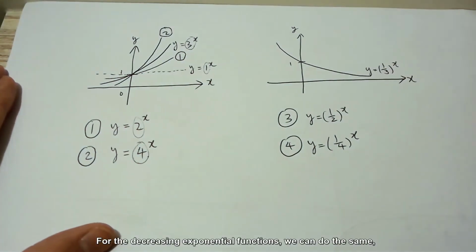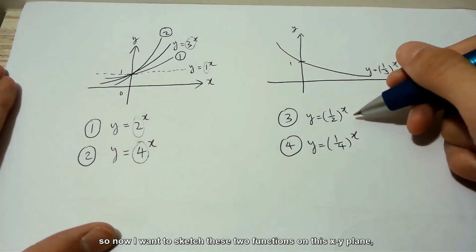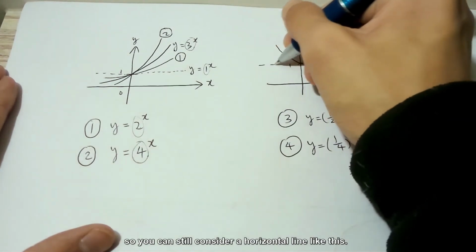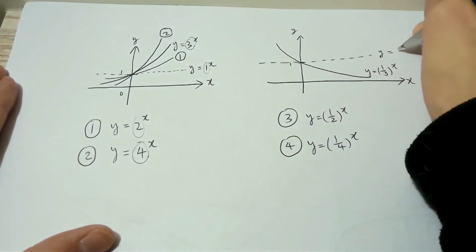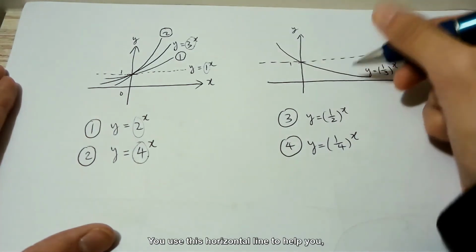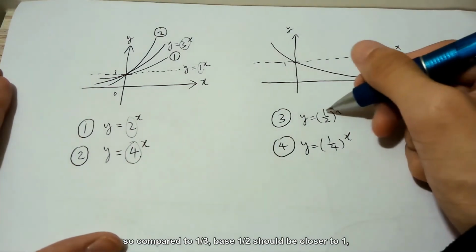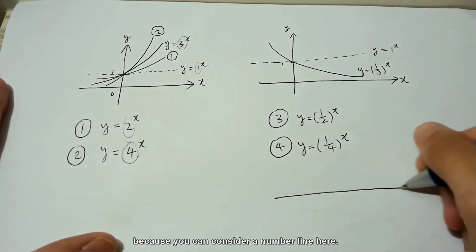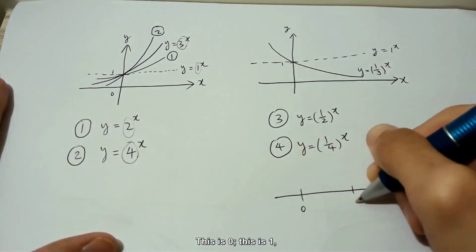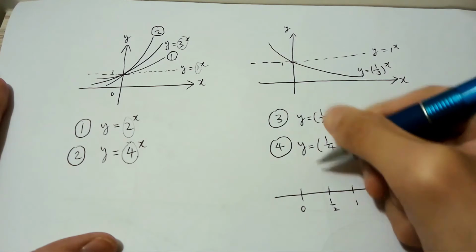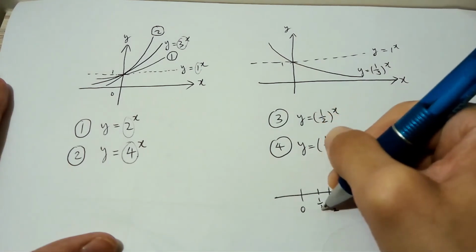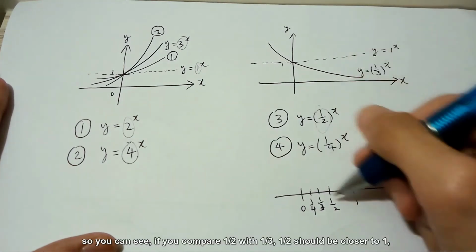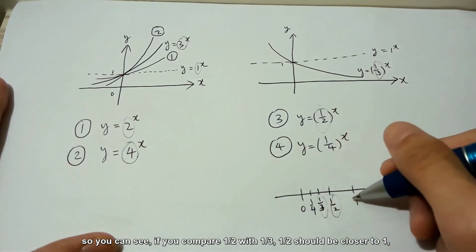Okay, for the decreasing exponential functions, we can do the same. So now I want to sketch these two functions on this xy plane. So you can still consider a horizontal line like this. You use this horizontal line to help you. So compared to 1/3, base half should be closer to 1 because you can consider a number line here. This is 0, this is 1, and half is here. 1/3 is here. 1/4 is here. So you can see if you compare half with 1/3, half should be closer to 1.